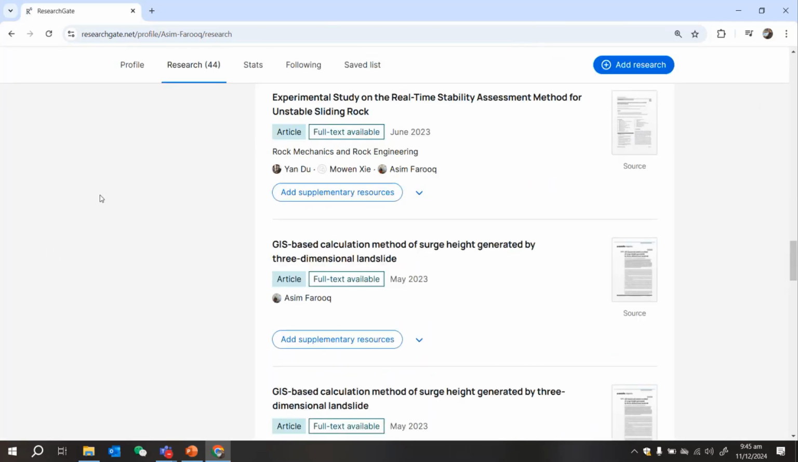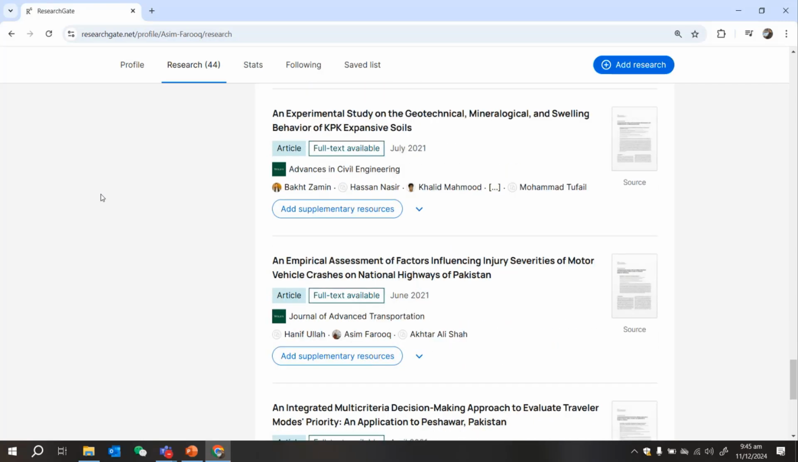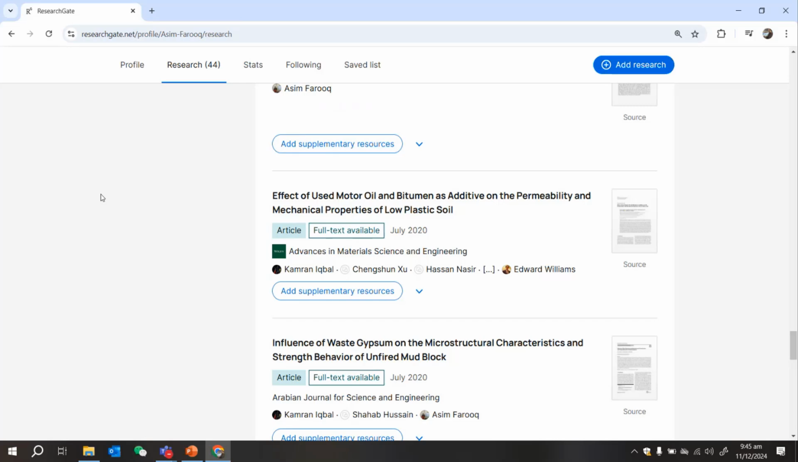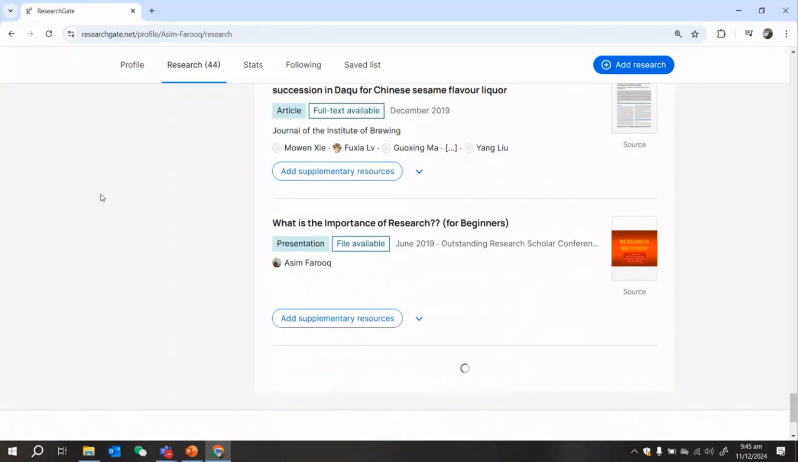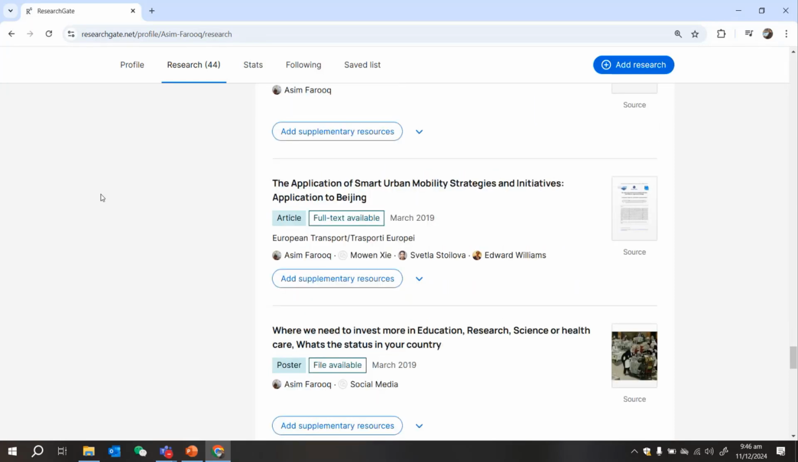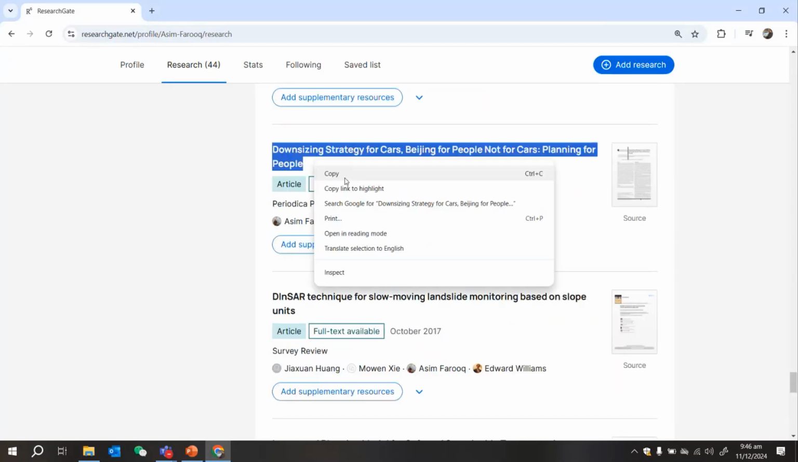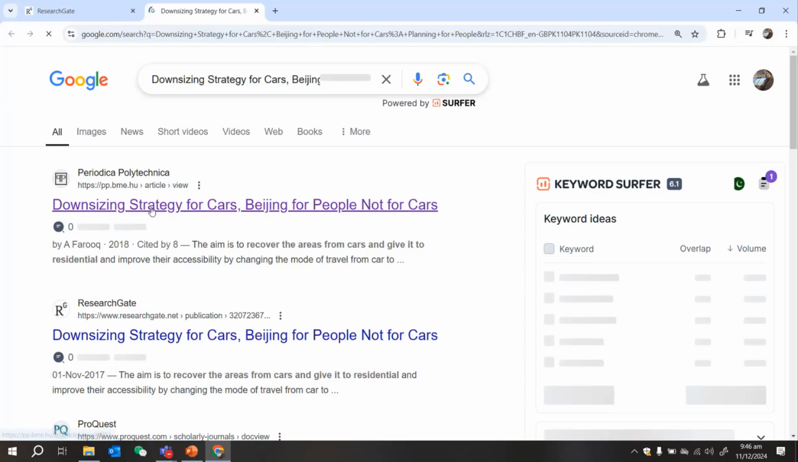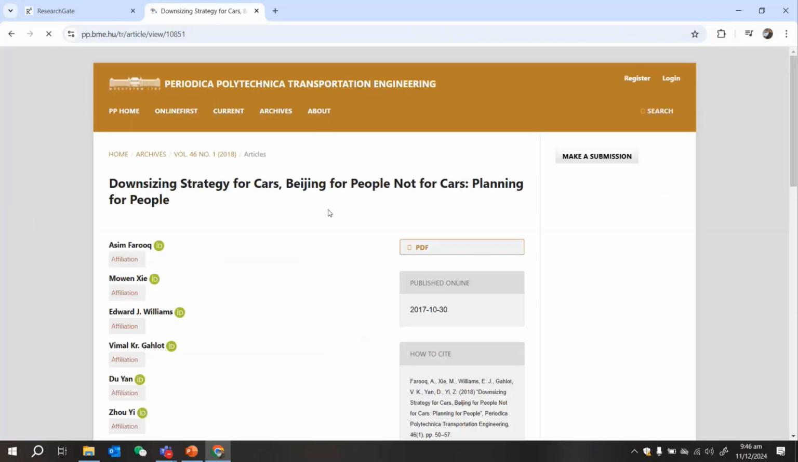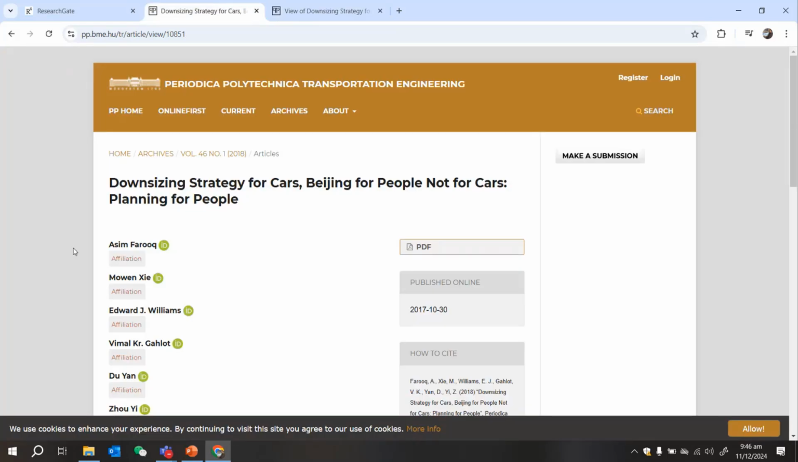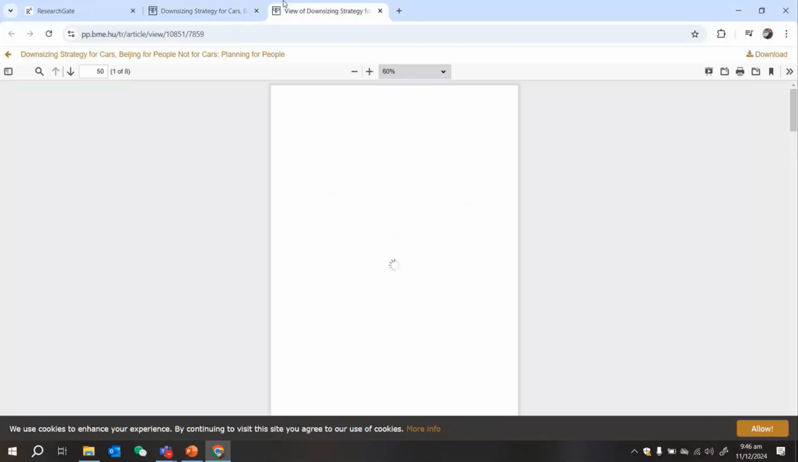We have implemented the same kind of shared space concept in order to achieve density and diversity in one of the funded projects of the Beijing municipality. This is the article I already mentioned. The article title is Downsizing Strategies for Car, Beijing for People, Not for Car. So we are trying to plan for the people. It was published in 2018 in the journal Periodica Polytechnica Transportation Engineering.